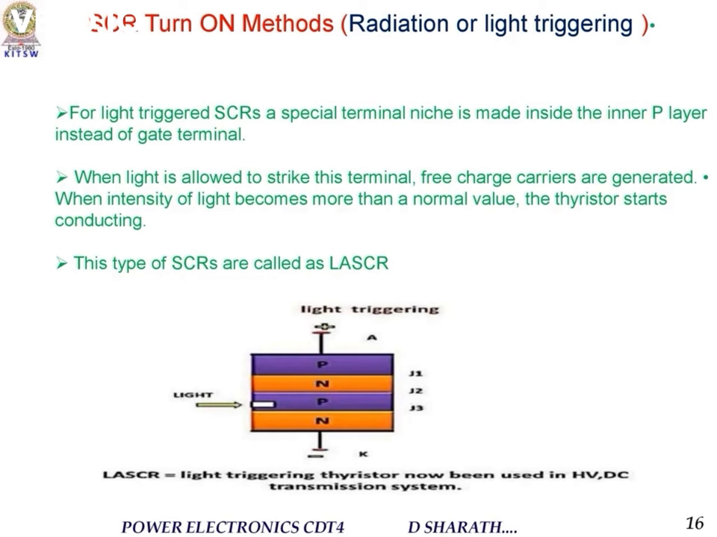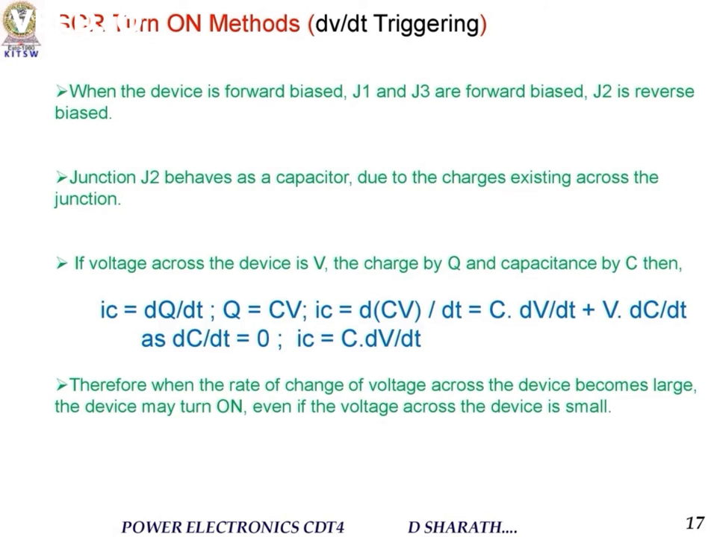Next, radiation or light triggering. When light is allowed to strike the gate terminal, free charge carriers are generated, and when the intensity of light is more than the normal value, the thyristor is set to conduct. This type of SCR is called LASCR, that is, light activated silicon controlled rectifier.